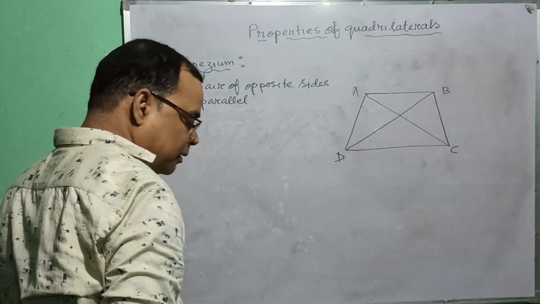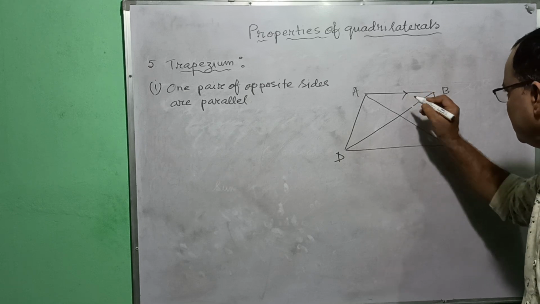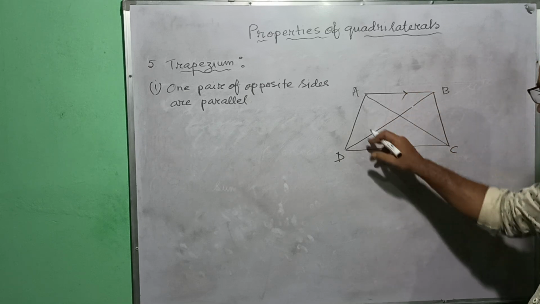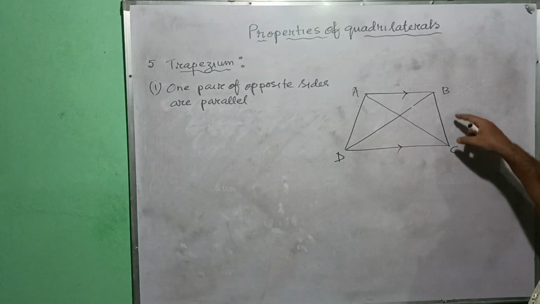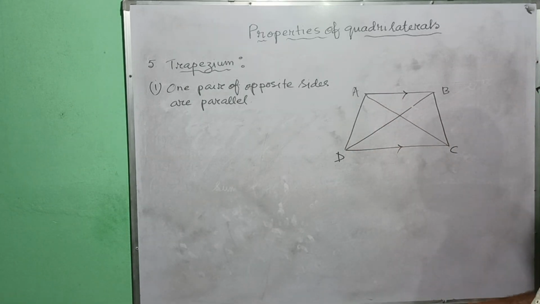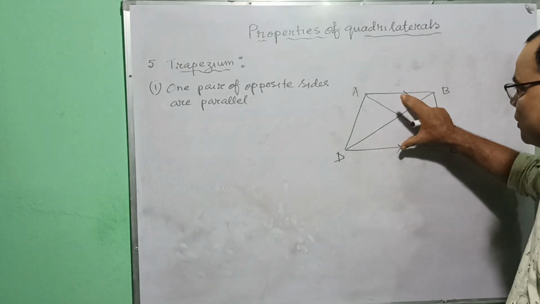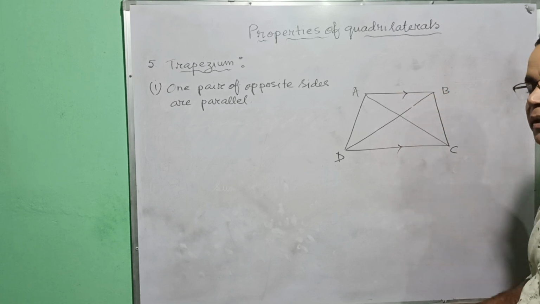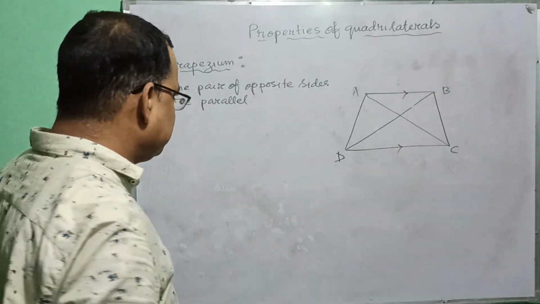From this property we can understand that one pair. In my figure, here AB is parallel to DC and BC is not parallel to AD. So it is not necessarily required to be parallel. If it is parallel also, it does not matter, but in a trapezium at least one pair of opposite sides must be parallel. So here it is written one pair, two pairs are not needed.